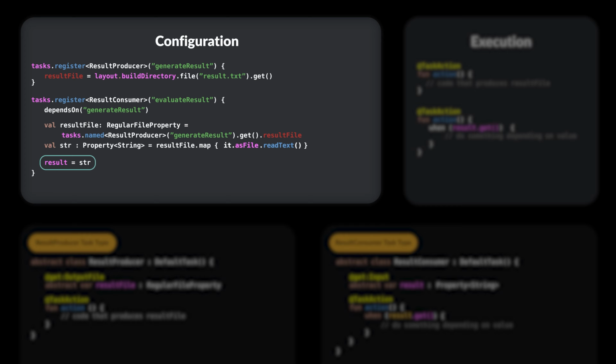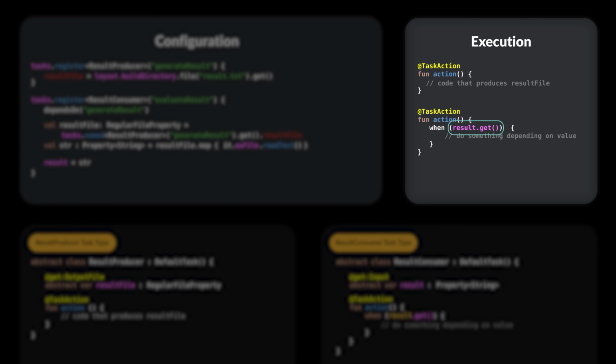So now in the configuration phase, we have defined how the input for the evaluate result task should be fetched from the output of the generate result task. But the evaluation is deferred to the execution phase when the .get method is called on the property. In summary, properties and providers allow you to define configuration whose evaluation is deferred till the get method is called, usually in the execution phase. This is also sometimes referred to as lazily evaluated configuration or just lazy configuration.